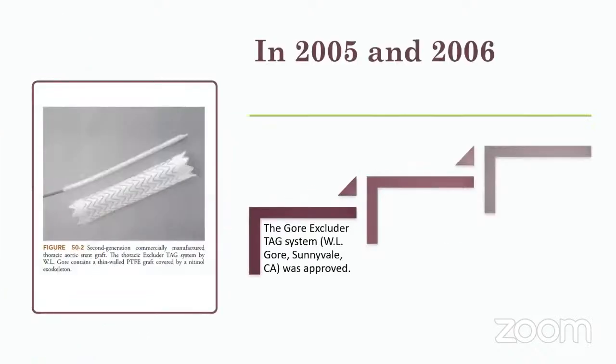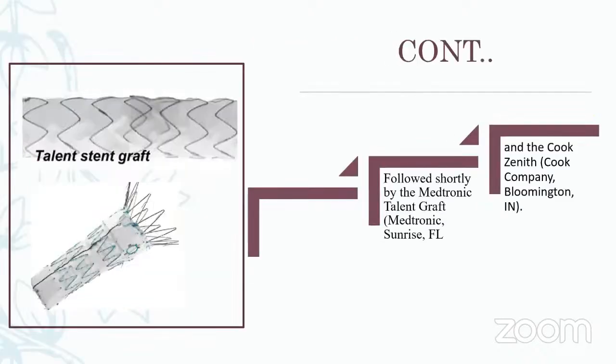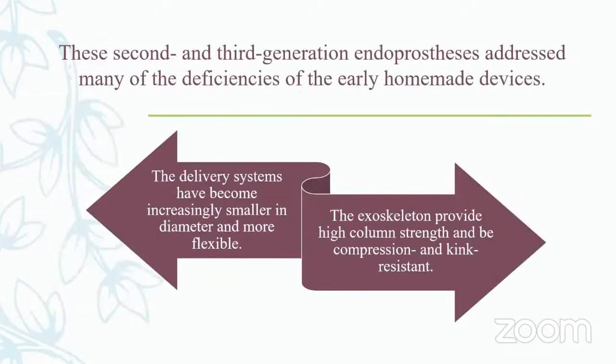In 2005 and 2006, the Gore TAG system was approved, and these stents contain a thin-walled polytetrafluoroethylene graft covered by a nitinol exoskeleton. Shortly, this was followed by the Medtronic Talent graft and the Cook Zenith graft, as we can see in these pictures. These second and third generation endoprostheses addressed many of the deficiencies of the early homemade devices.